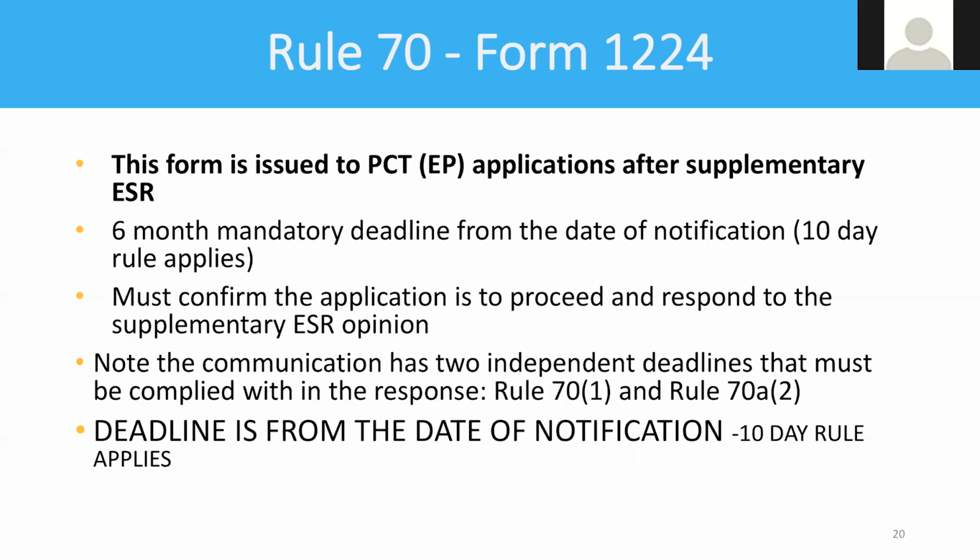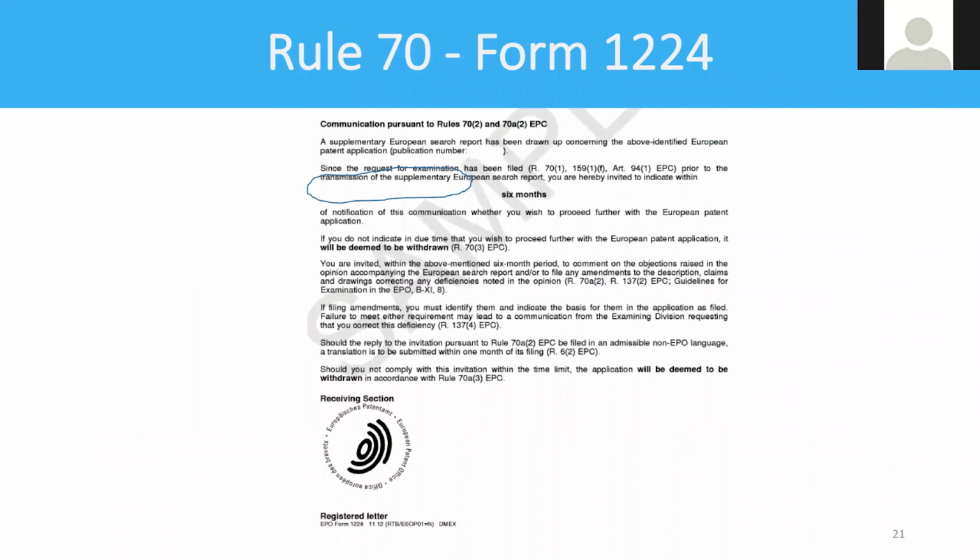Note that the communication has two independent deadlines that must be complied with in this response. Those are for Rule 71 and Rule 70a(2). And again, the deadline is from the date of notification, so the 10-day rule applies when docketing this one. And this is just an example of the Form 1224.